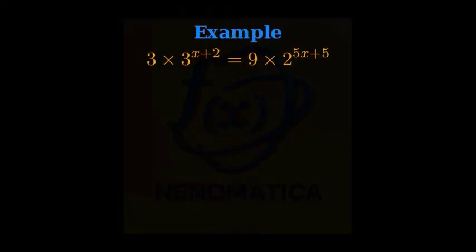We have the exponential equation 3 times 3 raised to the power of x plus 2 equals 9 times 2 raised to the power of 5x plus 5. Let's start by dividing both sides by 9. On the left side, we get 3 divided by 9, which is 1/3 times 3 raised to the power of x plus 2. On the right side, we can rewrite 5x plus 5 as 5 times x plus 1.